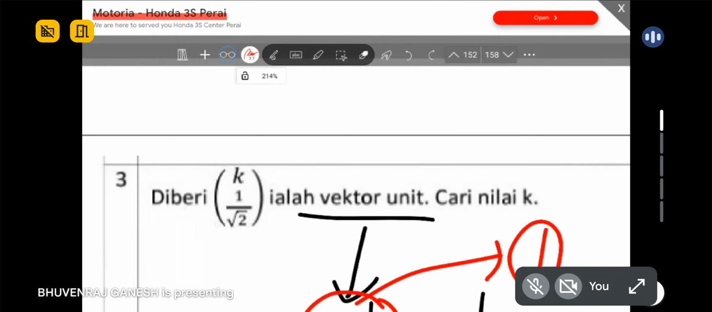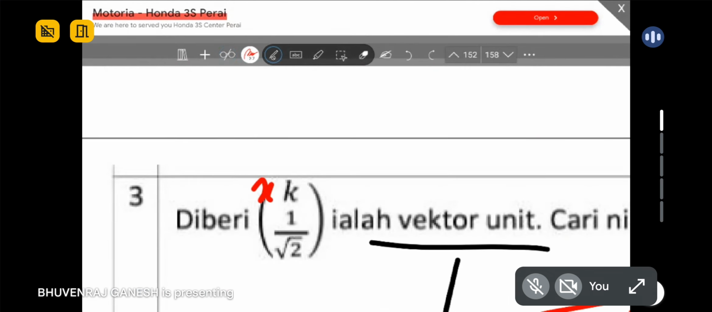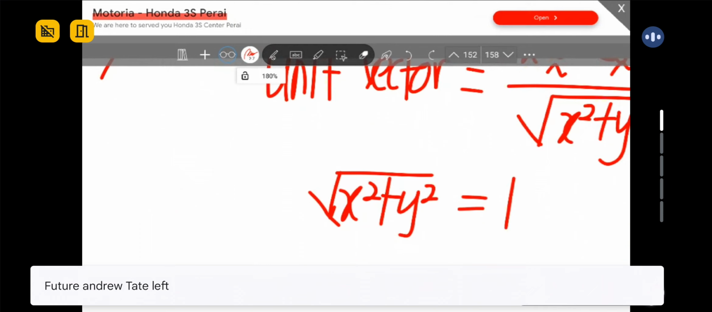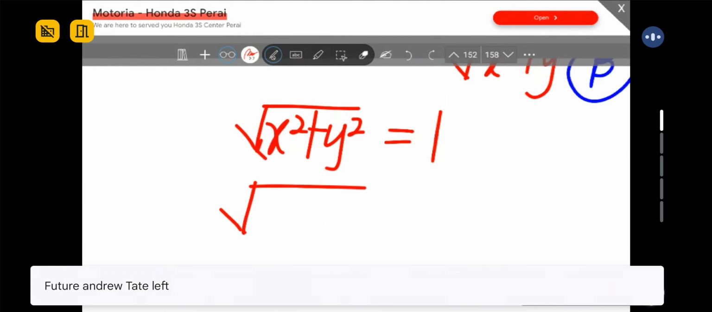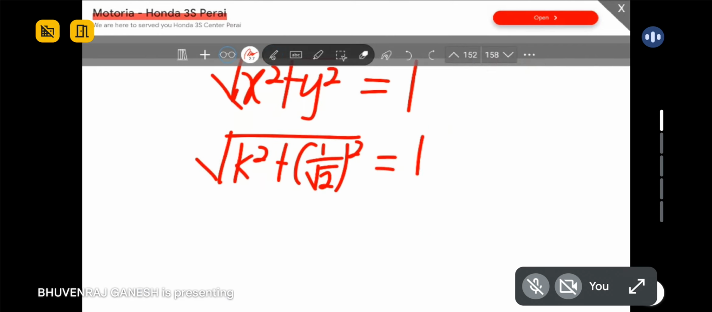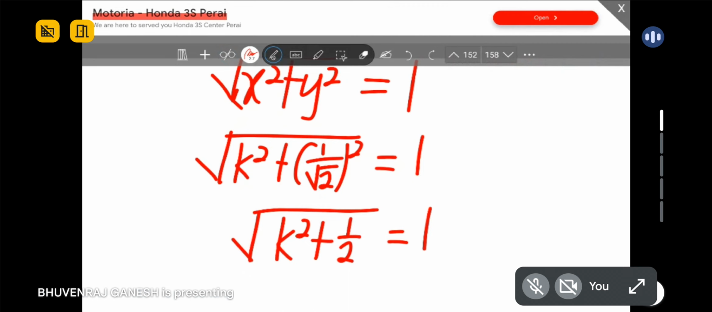Okay, so what is your x value here, guys? Your x is k. What is your y value? Your y is 1 over √2. So you just need to substitute, guys. X equal to k, y is equal to 1 over √2. Gantikan. Equal to 1. So now you must solve for k. So you get k square plus 1 over 2 equal to 1.